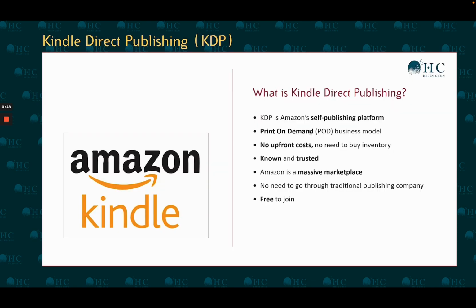So what is Kindle Direct Publishing? Well, as you can see from this logo, Amazon Kindle. Well, Amazon is the selling or marketing platform, and Kindle is the online bookstore. So KDP is Amazon's self-publishing platform, which means that it is the production arm that puts together your book and it's sold on Amazon. And Amazon does the rest, packs it up and sends it to the customer.